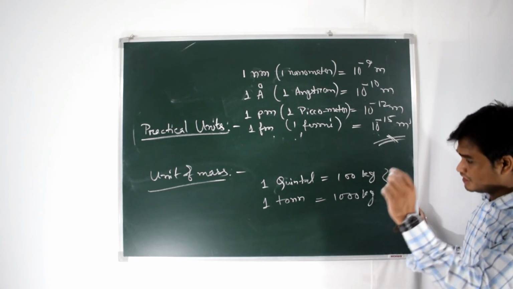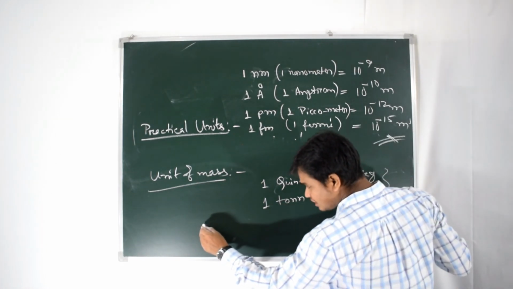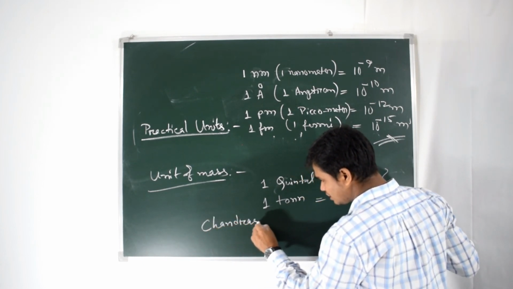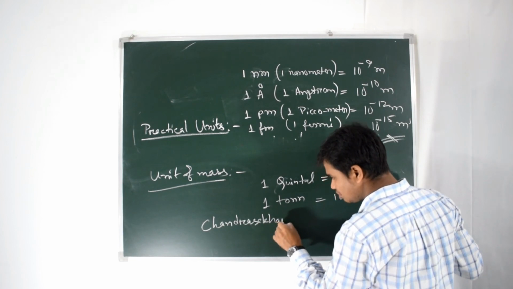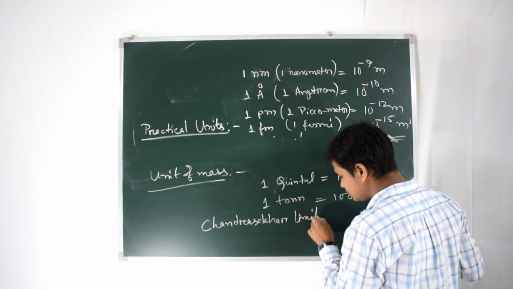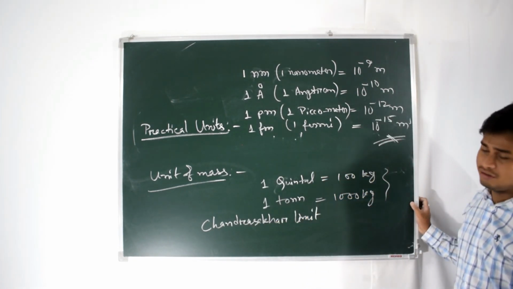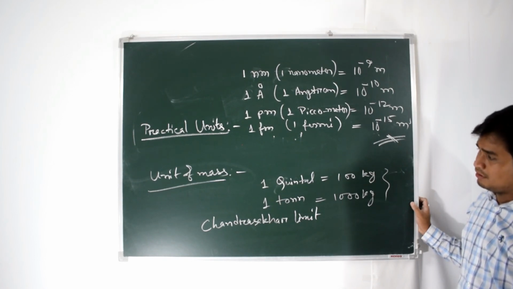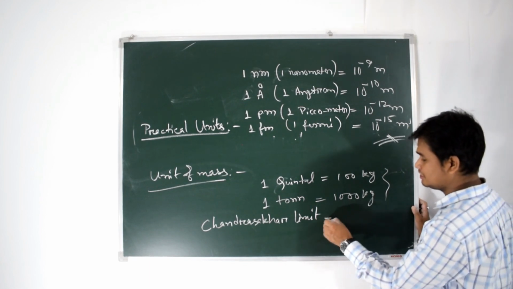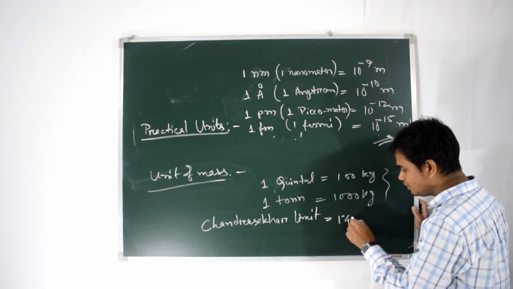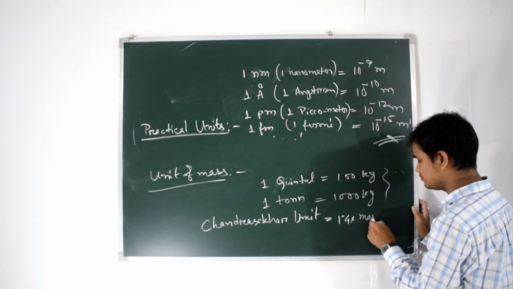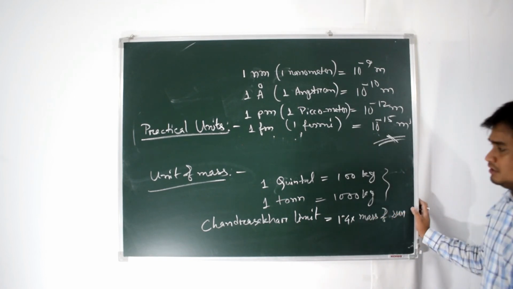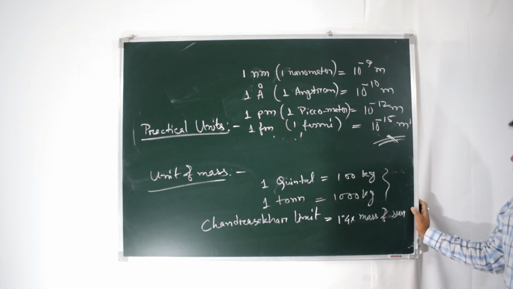Another large mass unit is the Chandrasekhar limit, very large. The Chandrasekhar limit is used in astrophysics. It is a very large unit for measurement of mass, that is 1.4 times the mass of the sun. So this is a very large unit.